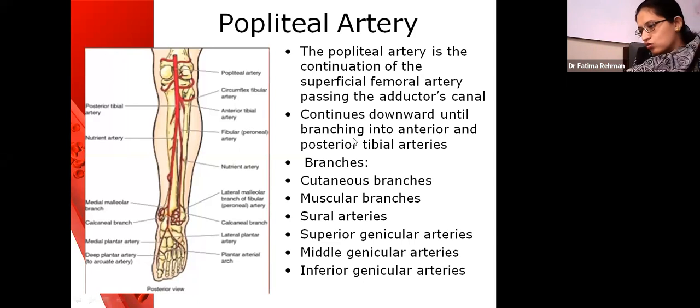Other than that, it also gives off branches like the superior, middle, and the inferior genicular arteries, which are extensively associated with forming the genicular anastomosis along with some of the branches of the profunda femoris artery and the femoral artery itself. Okay, so these are some of the branches of the popliteal artery. Now moving on further.